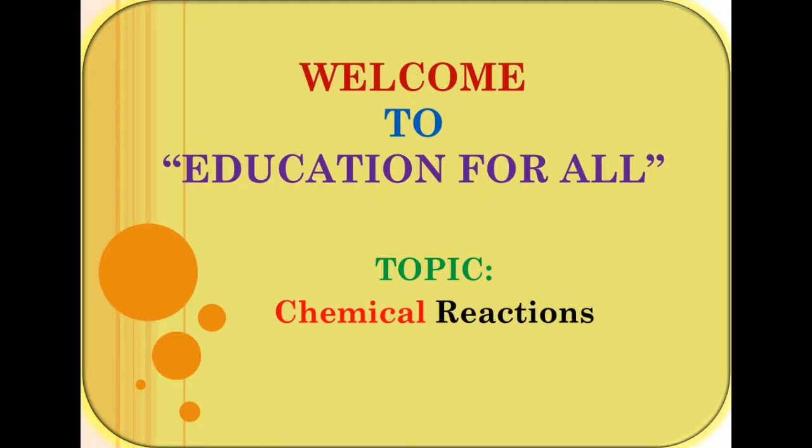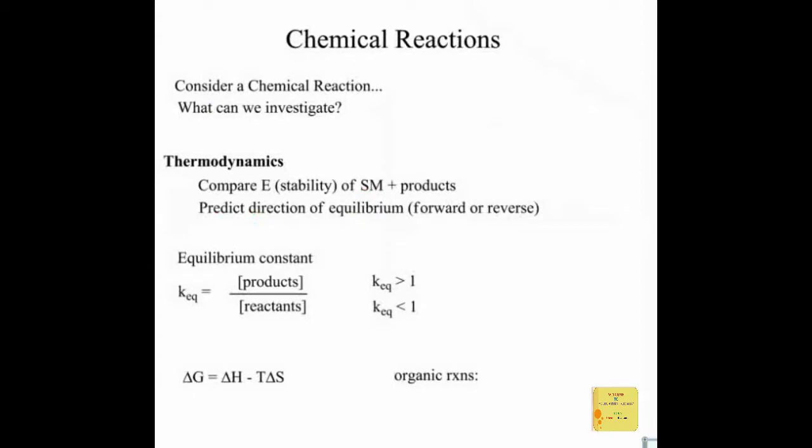Next, we're going to talk about studying chemical reactions. If we're going to consider a chemical reaction, let's say we have reactants in equilibrium with some products. Sometimes I'll refer to these reactants as starting materials. I might abbreviate that SM, short for reactants.